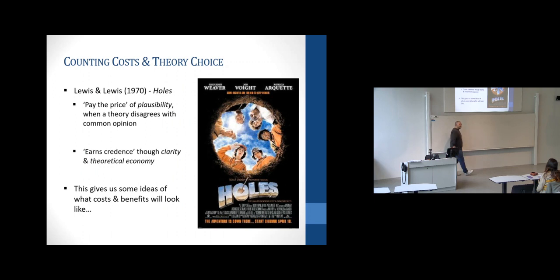Here's Lewis and Lewis on Holes. I don't know if any of you guys have seen this movie. It's really good, actually. It's a kid's movie, but it's really fun. Okay, so Lewis and Lewis on Holes. They talk about, I forget if it's Argyle or Bargyle, I think it's Argyle's commitment to materialism, and how it seems to lead them to not be able to say that holes exist. Because if they say holes exist, then they become an ontological cheater, if you remember from last year. So what this means is that Argyle's theory has to pay a price. And its price is implausibility.